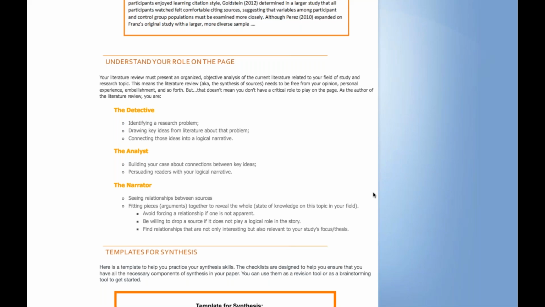Or are you the narrator? Are you seeing relationships between sources? Are you fitting their pieces together to reveal the overall topic or the research that's been done on the field, stating your knowledge of this topic? So you're avoiding forcing a relationship if one is not apparent. You're willing to drop a source if it does not play a logical role in the story. And you're finding relationships that are not only interesting, but relevant to your study's focus. Deciding upon your role can help you to understand how to answer questions like, how does this source connect to my study when you're paraphrasing?